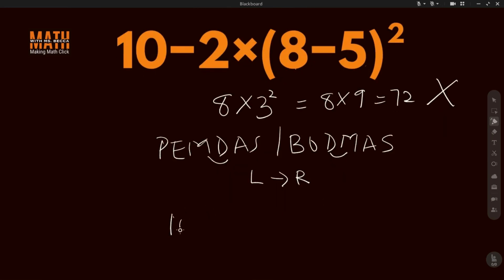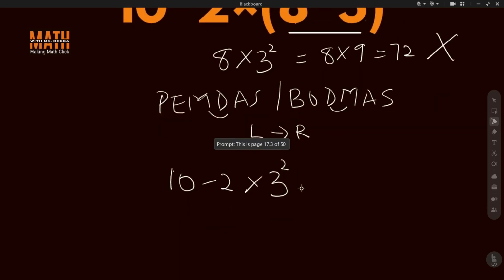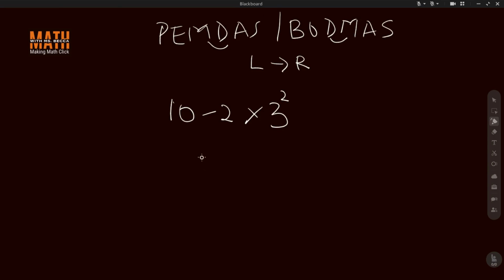So here we'll be having 10 minus 2 times, and we have to solve what we have in the bracket first. 8 minus 5 is 3. Then it has a square. So that means we will now have 10 minus 2 times 9. We cannot subtract until we multiply.